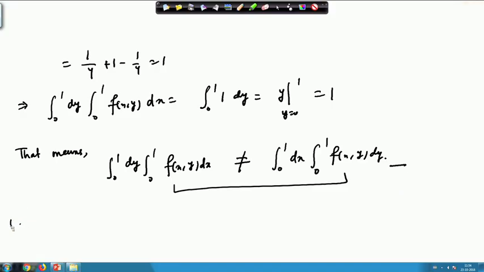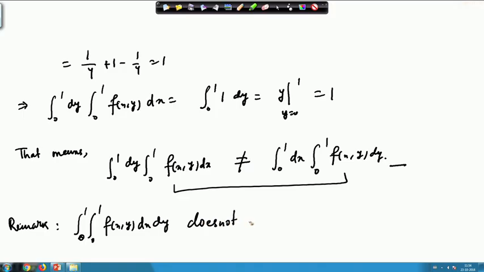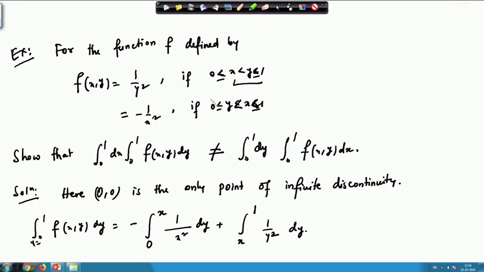And from here we can also say, a small remark: the double integral from 0 to 1 of f(x,y) dx dy does not exist. The reason for it not existing is that this function is unbounded, or it has an infinite point of discontinuity at the point (0,0), and that is why this double integral does not exist, or these two repeated integrals, they are not the same.